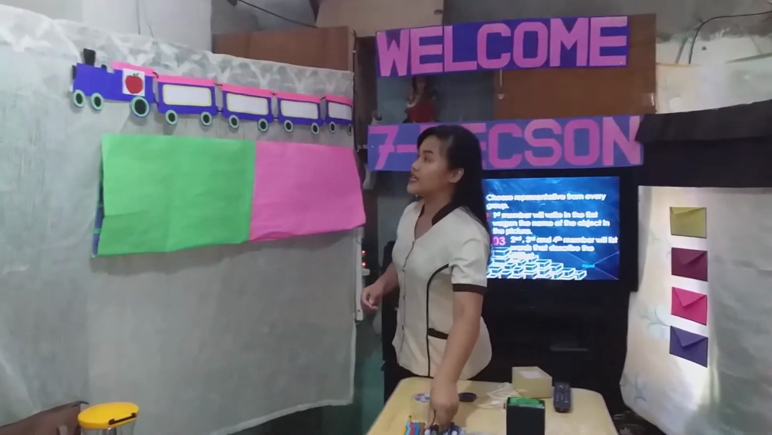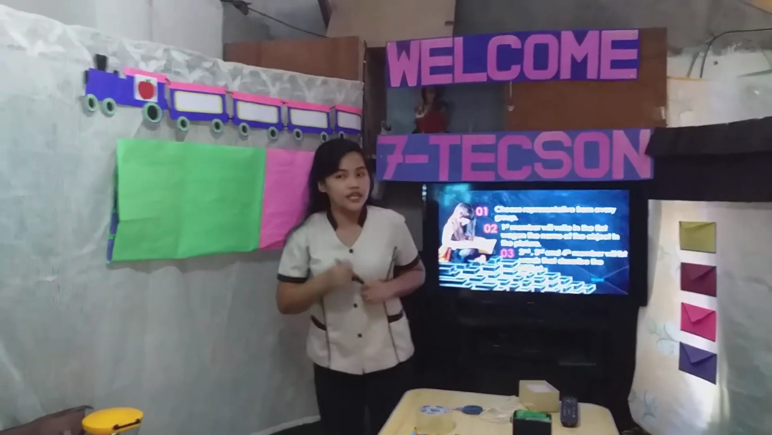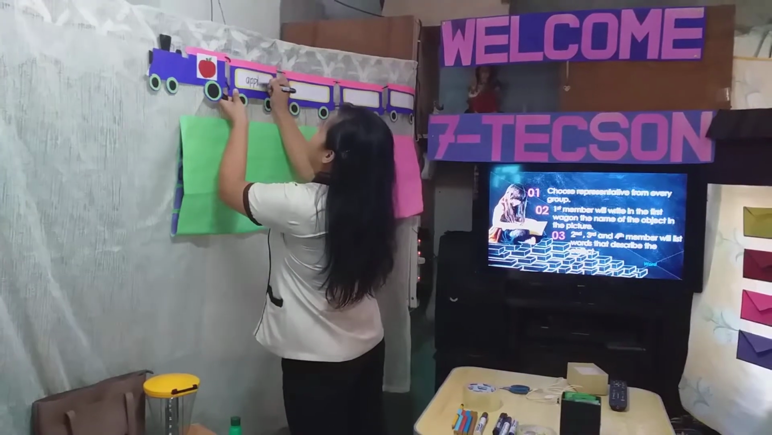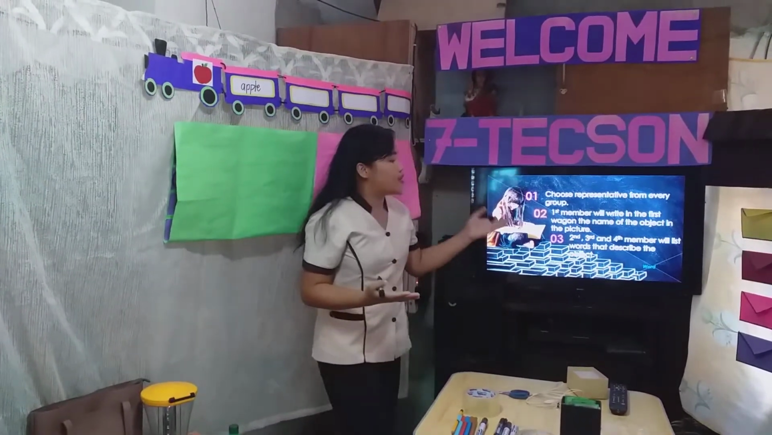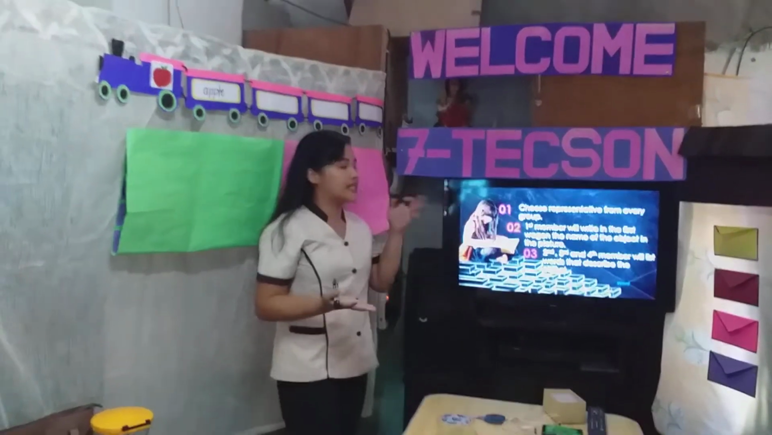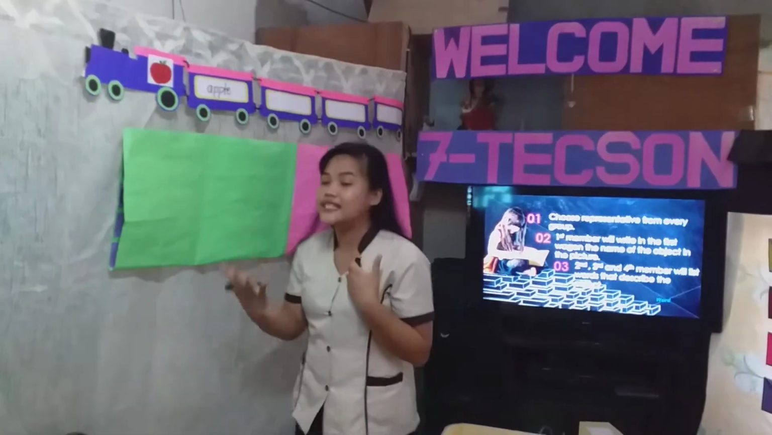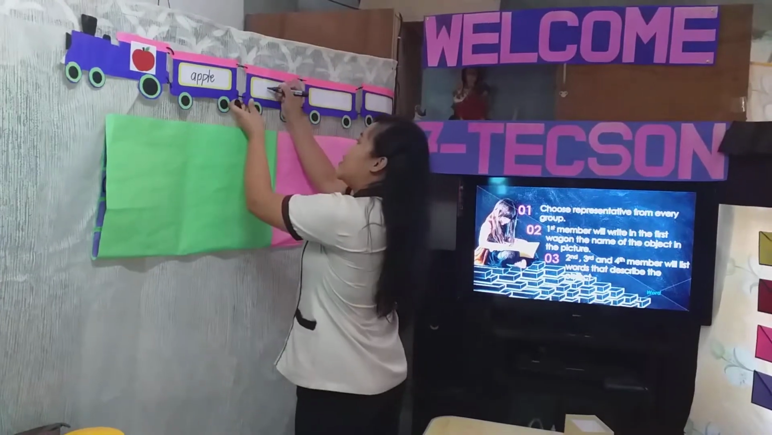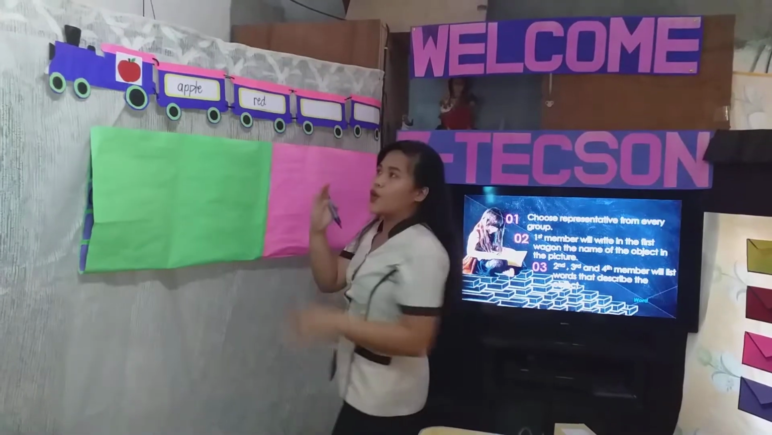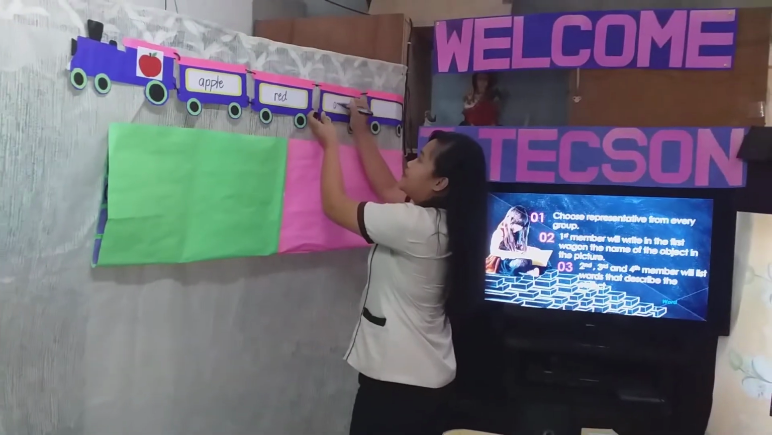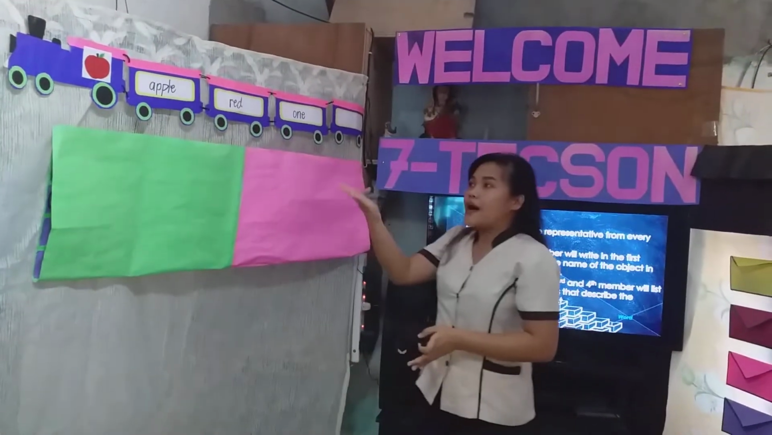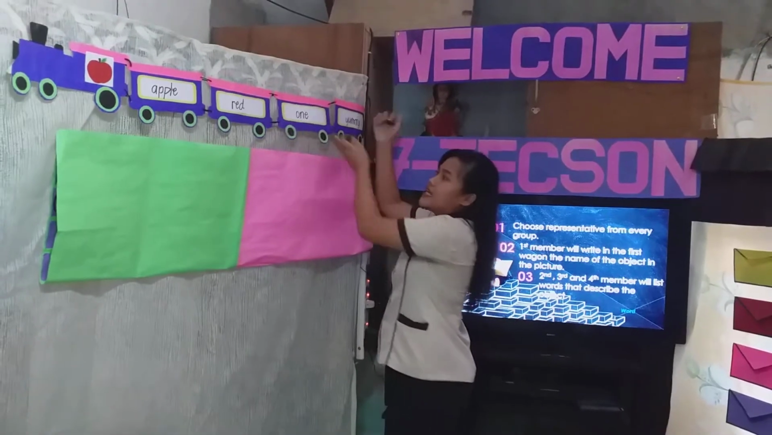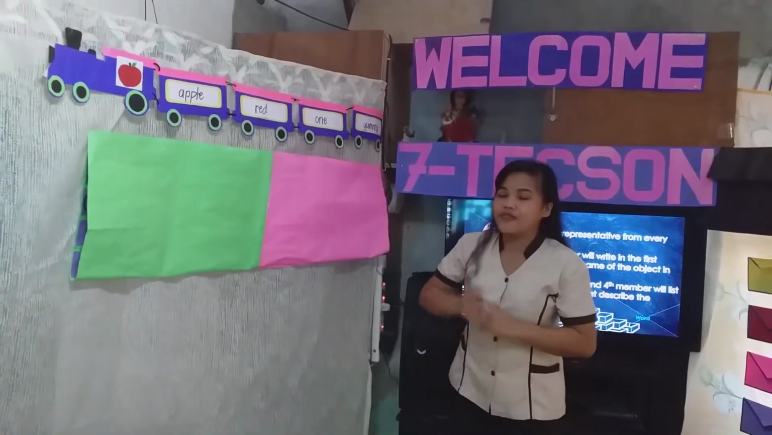So for example, this is our picture. What do you think it is? Very good. That's apple. The second, third, and fourth members will list words that describe the object. So, I will list down words that describe apple. For example, the apple is color red. We have one apple. And lastly, the apple is yummy. Now, I have listed 3 words that describe the apple.